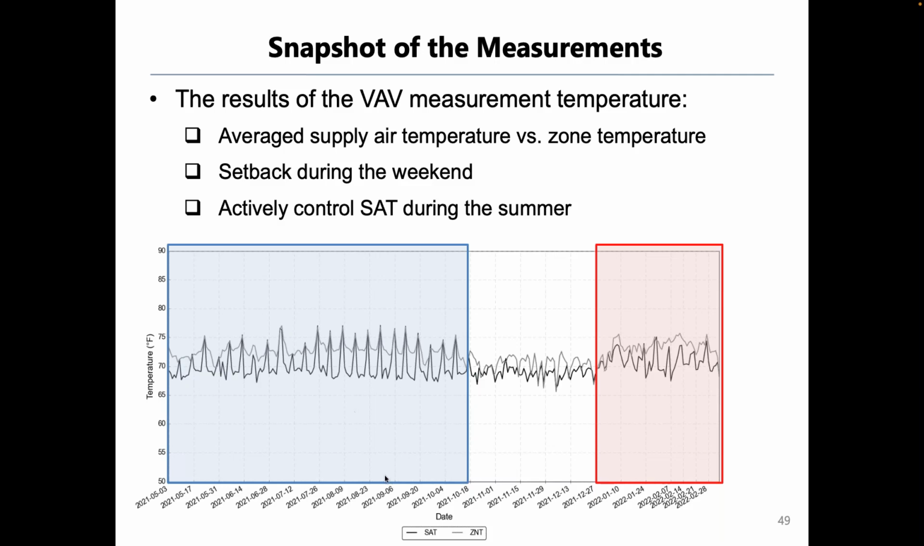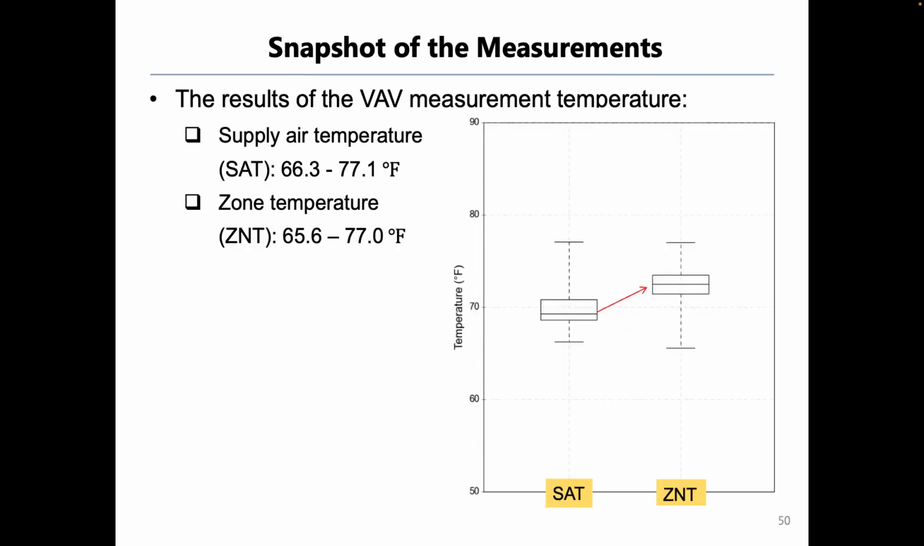Between this big gap, the VAV is trying to supply cooling energy to the space, and it usually works during the summer season, but in the transition season, like fall, there's no operation to cool the space. But during the winter, there's a small gap between the supply temperature and zone temperature because they're trying to avoid an overheated space.